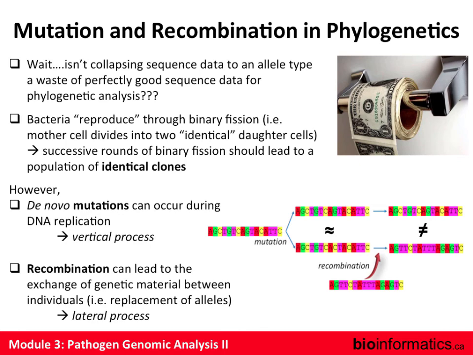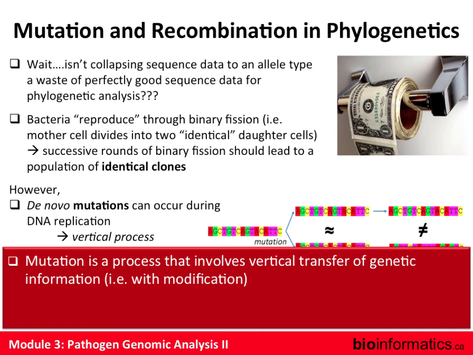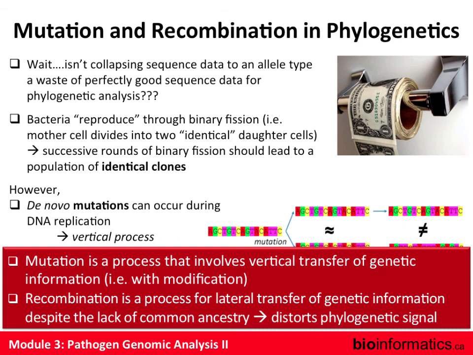So, mutation is basically what drives our ability to do phylogenetic inference. Without variation, what are we tracking? Everything's the same. Mutation is what we analyze when we're doing phylogenetics. Recombination is a big monkey wrench because the lateral acquisition of DNA inhibits our ability to properly infer what has happened. So it distorts the phylogenetic signal. Okay.